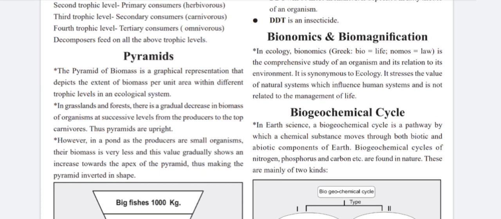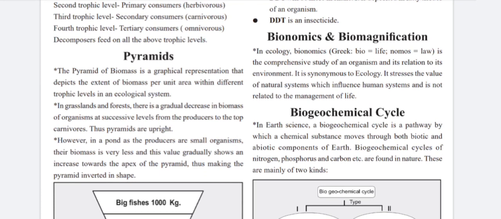Biogeochemical cycle. In earth science, a biogeochemical cycle is a pathway by which a chemical substance moves through both biotic and abiotic components of earth. Biogeochemical cycles of nitrogen, phosphorus and carbon etc.